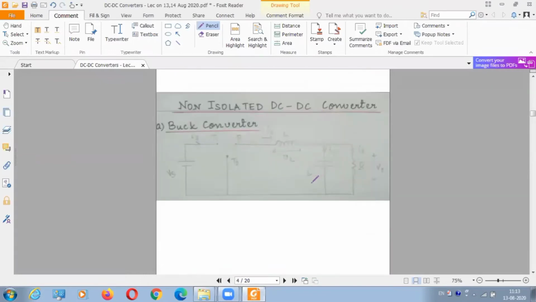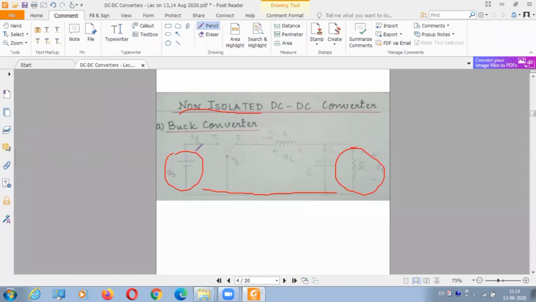Now directly jumping into the topic. Very important topic. This is important for your semesters and GATE also. Many questions come from here. Non-isolated DC to DC converter. You should understand from the name. Why non-isolated? See, my source Vs over here and my load over here are directly connected to the same ground. So it is called non-isolated.